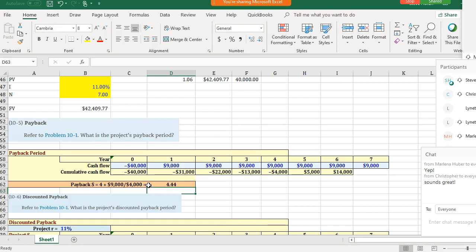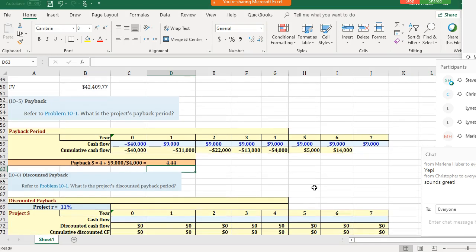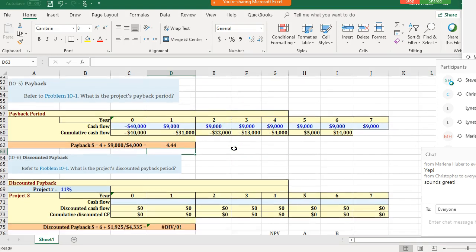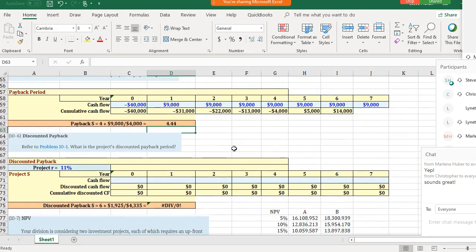And the one flaw in payback is it does not take into account the time value of money. So we did not in any way, shape, or form discount any of these future cash flows down to a present value. So one way to fix that is to use what they call discounted payback. And I want you to note we did not bring into account at all here the WACC, that 11%, never played into this at all.